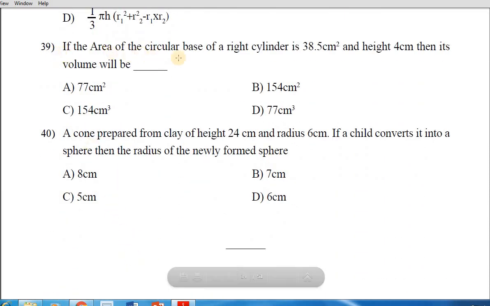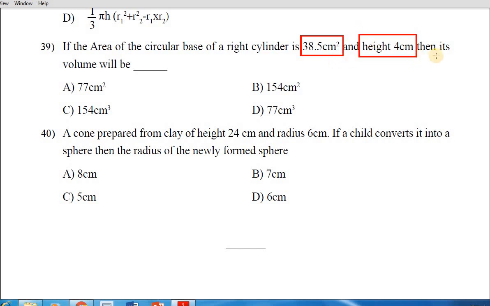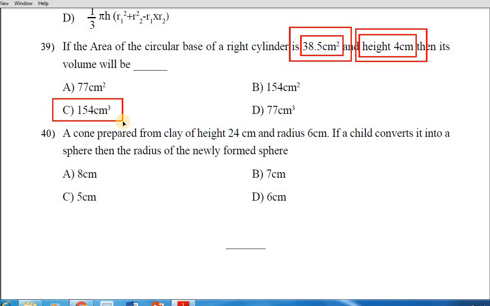Question number 39, children. If the area of the circular base of a right cylinder is 38.5 centimeters square, meaning pi r square value is given, and height is 4 centimeters, h value is given, then its volume is, the volume of a cylinder finding formula is pi r square h. Pi r square value is given as 38.5 and h value is 4. Multiply 38.5 into 4, it gives the answer, that is 154. But 154 is present in option B also and in option C also. But the unit is important because you found volume here. Hence option C is correct, 154 centimeters cube.